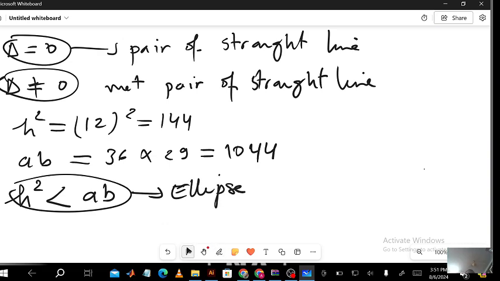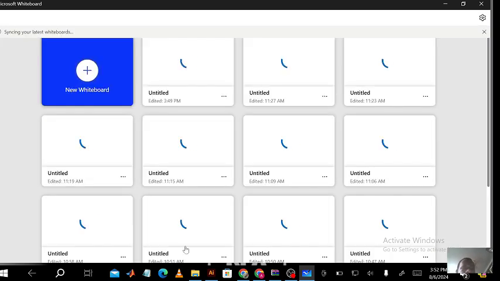Now it is an ellipse. We already determined the curve. The curve we identified. But when h squared is greater than ab, we determine it should be a hyperbola. Now if the second question asks to determine the equation, we will come to determine our equation for the ellipse.